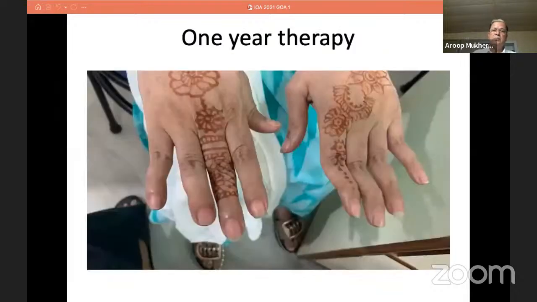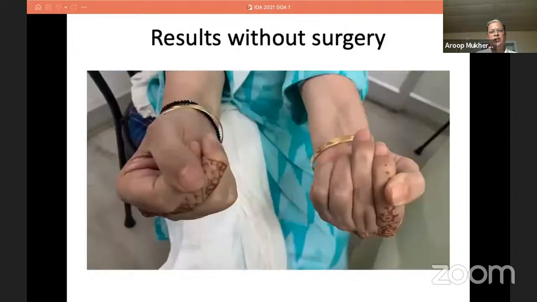See, this patient came with a badly deformed hand. After 1 year of therapy, the patient does not want any surgery. See the boutonniere deformities, but the flexibility and the painless mobility of the hand, this is the way. This is only 1 year. And when they continue with the treatment, this woman was able to make dal.